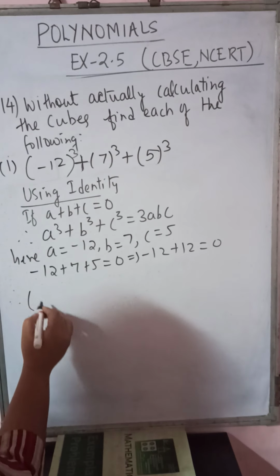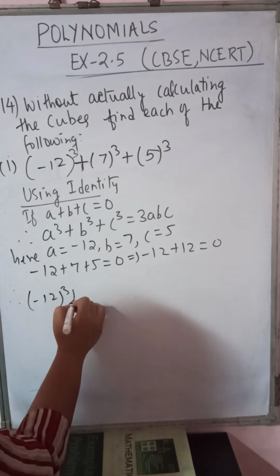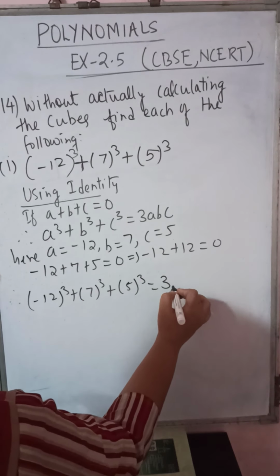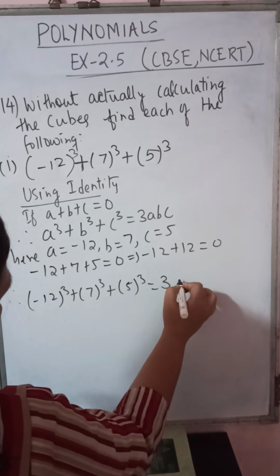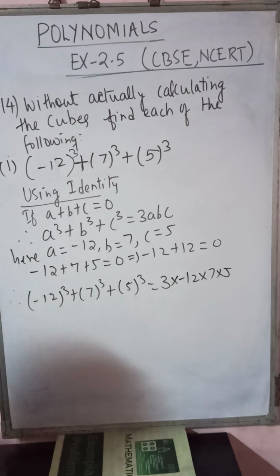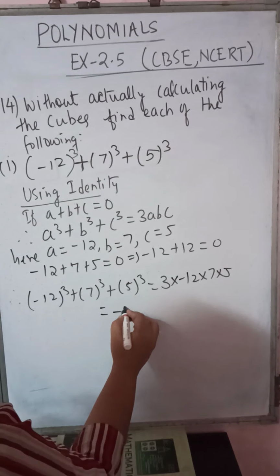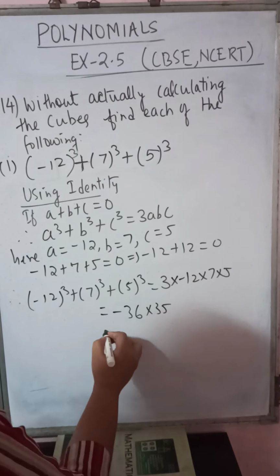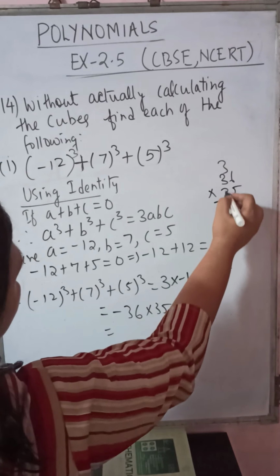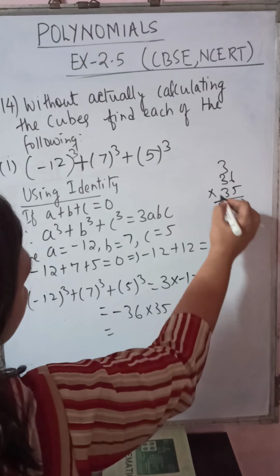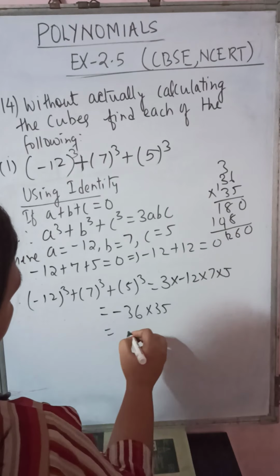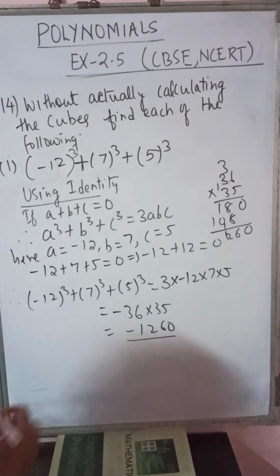Therefore, directly you can write minus 12 cube plus 7 cube plus 5 cube is equal to 3 into minus 12 into 7 into 5 by using this identity. So minus 36 into 35. 5 6s are 30, 5 3s are 15, 16, 17, 18, 3 6s are 18. So minus 1260. So this question is done.